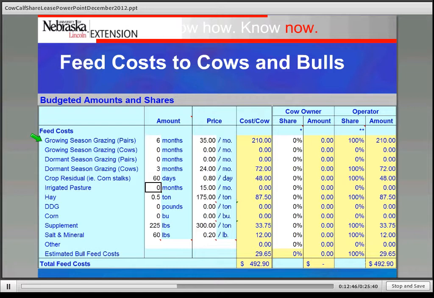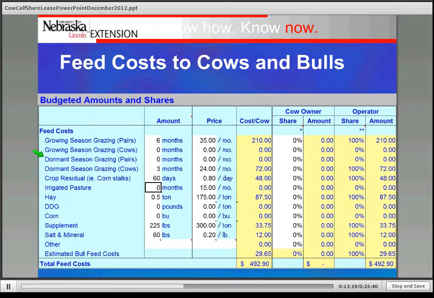And so it's really quite almost breathtaking sometimes if you look at costs today in terms of feed costs to the cow-calf enterprise. For this example, we had the operator providing all of the feed for this situation. So they put in what they're going to be contributing, whether maybe they're leasing pasture themselves or they own the pasture, what would be a fair market value. We showed a growing season grazing of 6 months at $35 per month. And then we just walk on through and include all of the expenses.